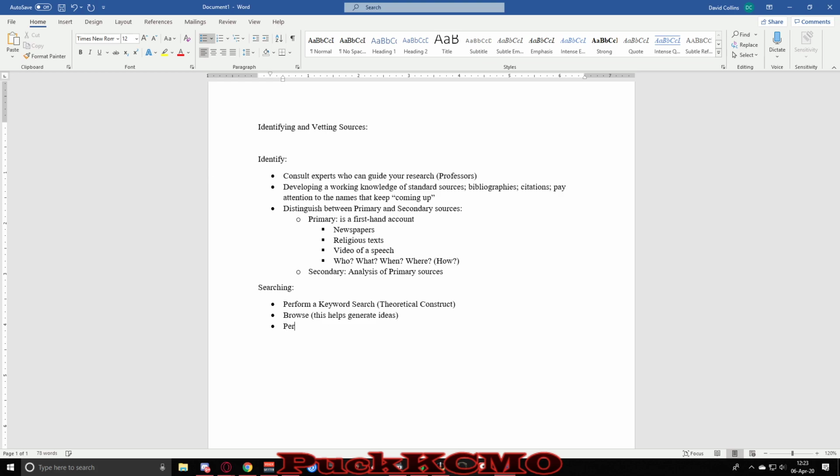You can perform a journal or newspaper title search, right? This allows you to kind of move into specificity, right? Is there a journal out there that deals with whatever it is that you're looking at? Is there a news magazine? Is there something out there that specifically addresses your topic, right?